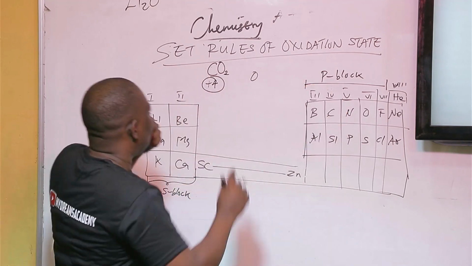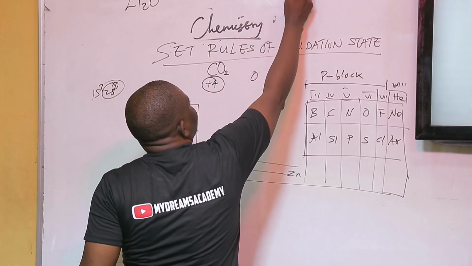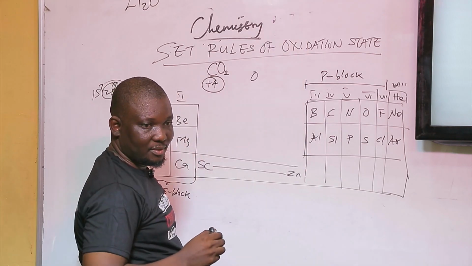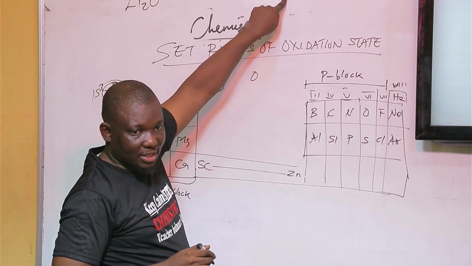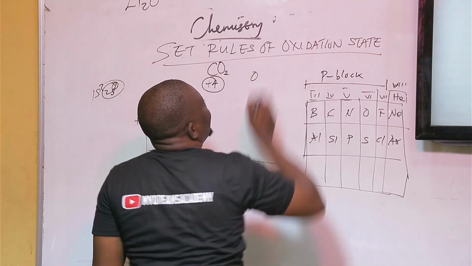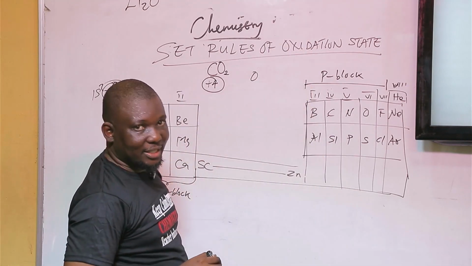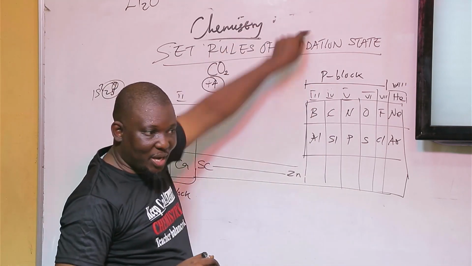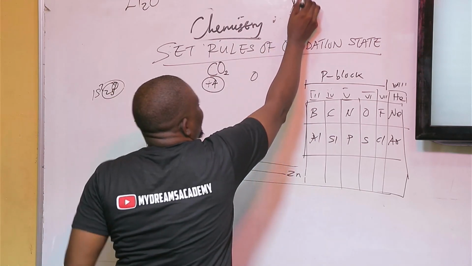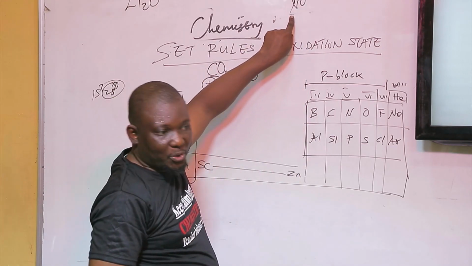Then, if you go to group 5, nitrogen also varies. Nitrogen can exist as N2, and in this state it is 0. It can exist as N2O, and in this state it is +1. It can exist as NO, and in this state it is +2.